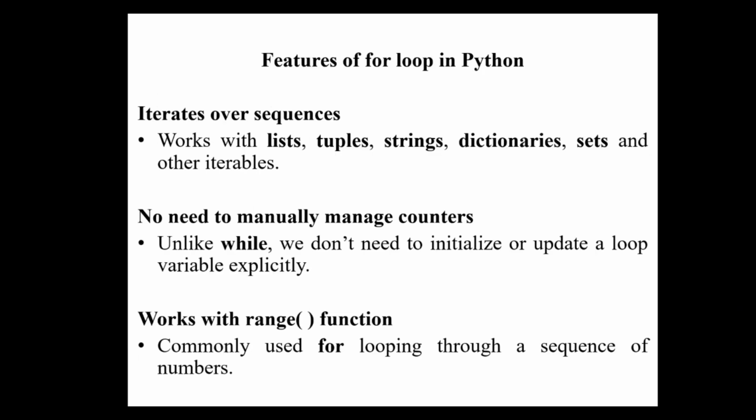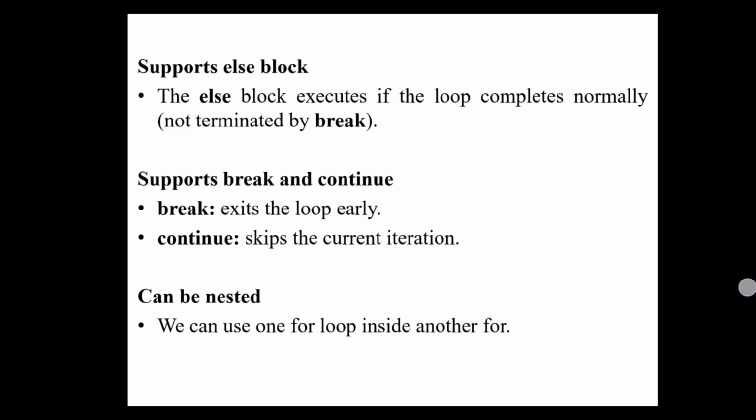Features of for loop in Python: it iterates over sequences, and works with lists, tuples, strings, dictionaries, sets, and other iterables. No need to manually manage counters. Unlike while, we don't need to initialize or update a loop variable explicitly. It works with the range function, commonly used for looping through a sequence of numbers. It supports an else block. The else block executes if the loop completes normally, not terminated by break.